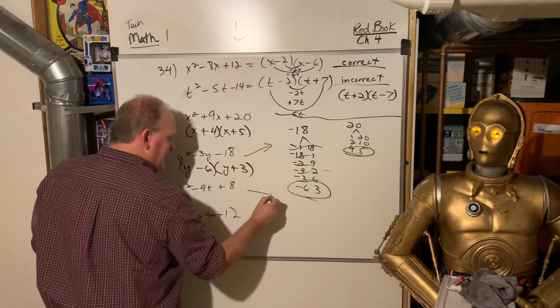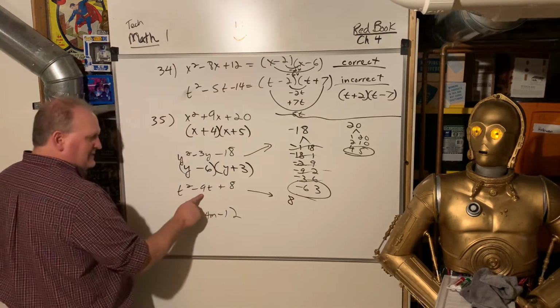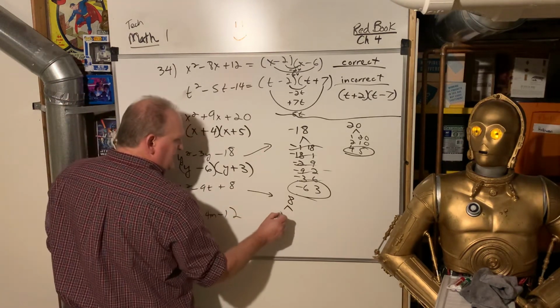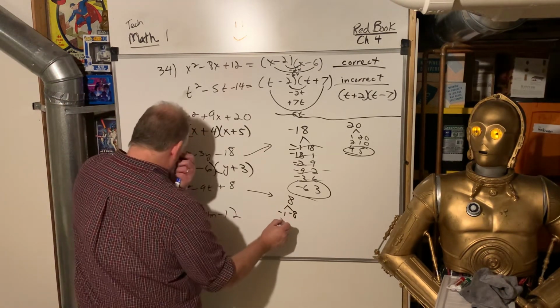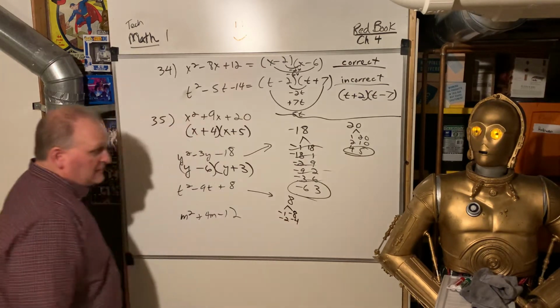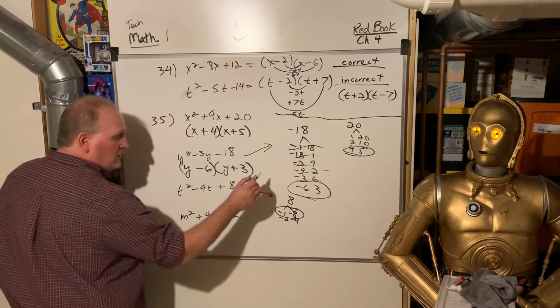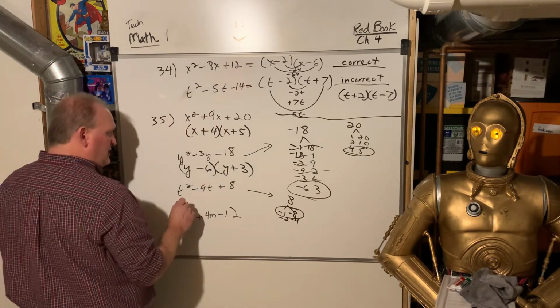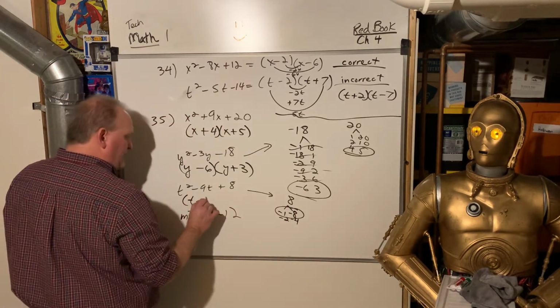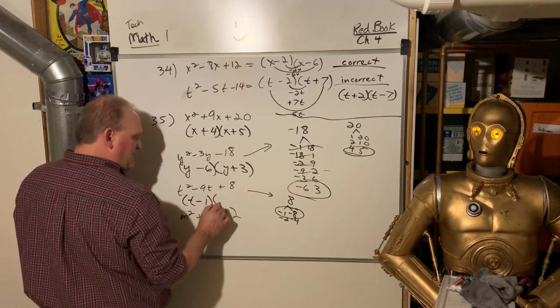Multiplies to be positive 8, but its suspects that add up to be a negative, so it's got to be negative, negative. Negative 1, negative 8, negative 2, negative 4. Only two suspects for that one. This one did it. If you make your whole list of suspects and none of them add up to the middle, then we just say prime. Prime means it cannot be factored.